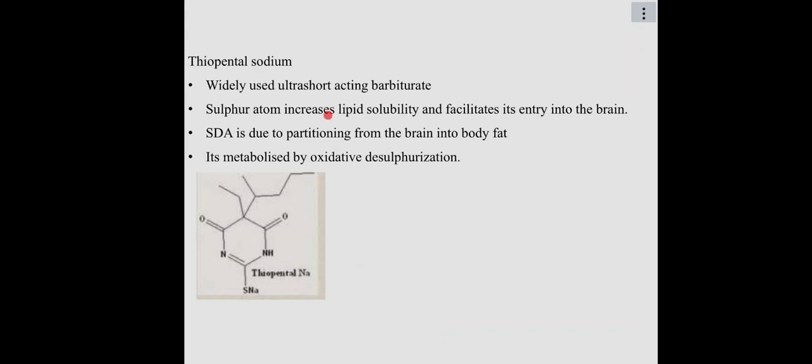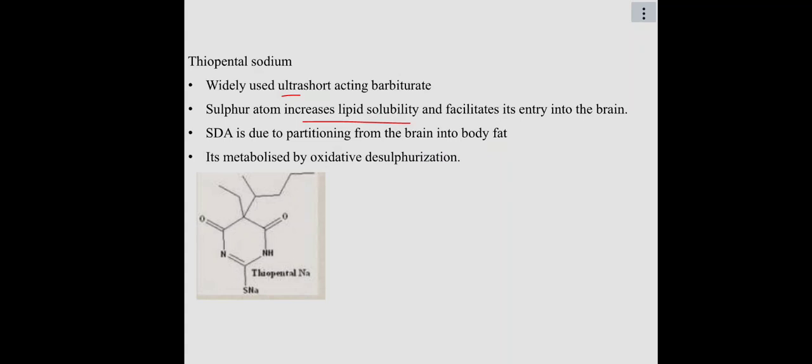Why are they used as ultra short acting? You can see ultra short because of the rapid onset and the short duration of activity. The sulfur atom increases the lipid solubility compared to oxygen and facilitates its entry into the brain. Short duration of action is due to partitioning from the brain into the body fats. I think I've repeated that enough times.